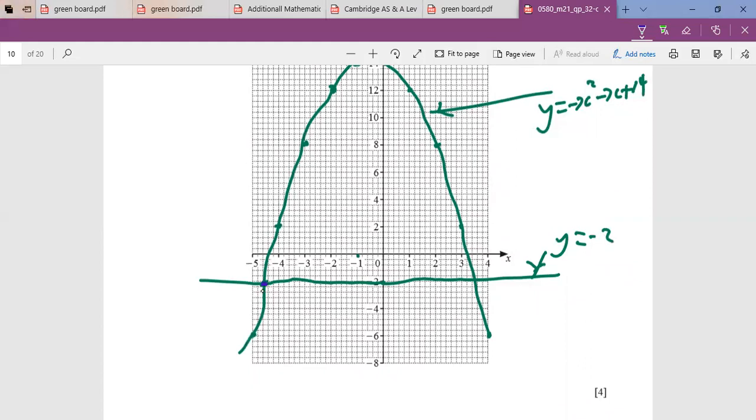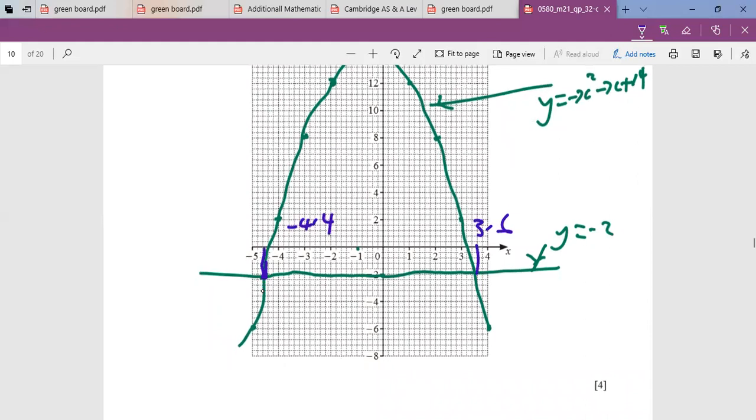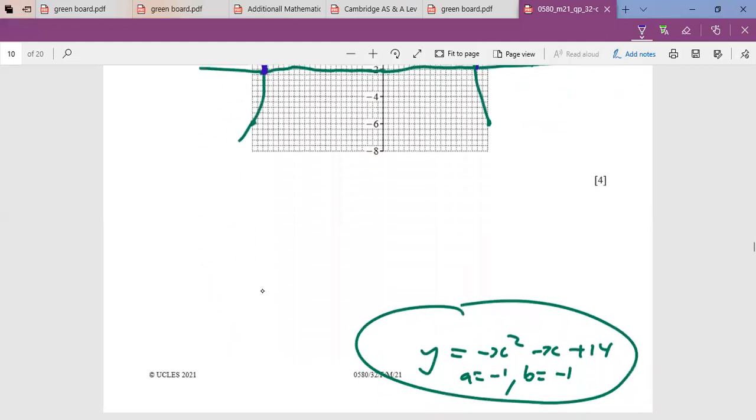when you check the value of x here, you realize that the value of x will be somewhere negative 4.4. And when you come here and check for the value of x somewhere here, it's 3.6. So those are the values that we need.